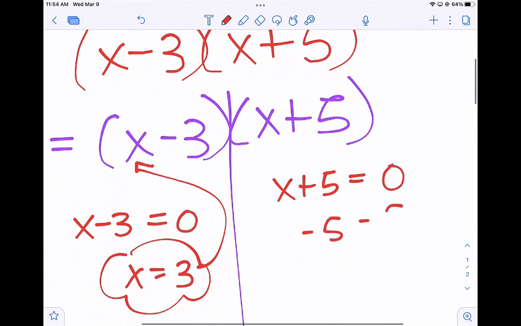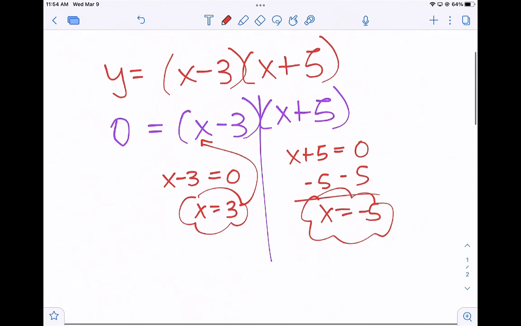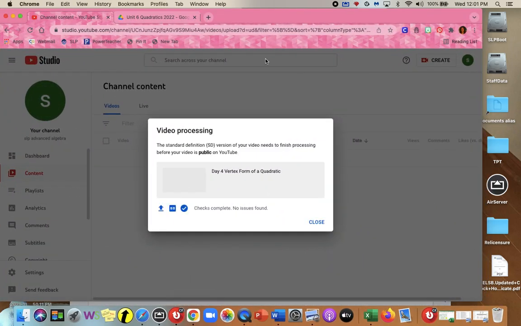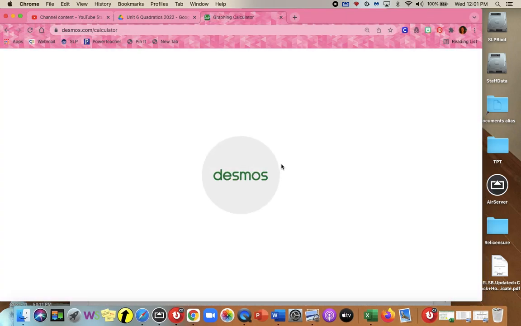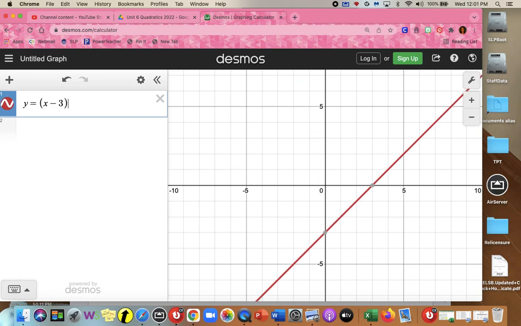If we were to solve for that, we can see x = −5, so −5 is the other zero of the graph. Let's see what that looks like when we actually graph it. You should expect it to cross at x = 3 and x = −5. So I'm just going to pull up Desmos, the graphing feature of that, and then just type in the function. So it was y = (x − 3)(x + 5).